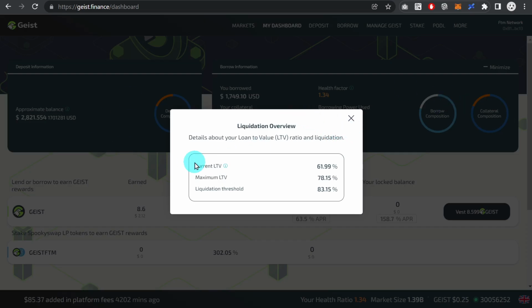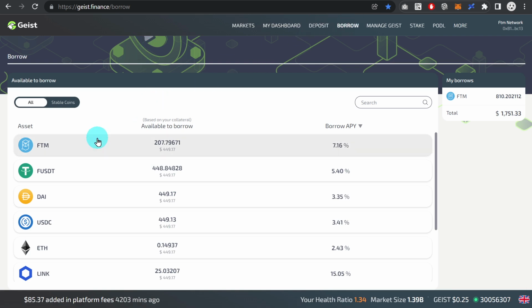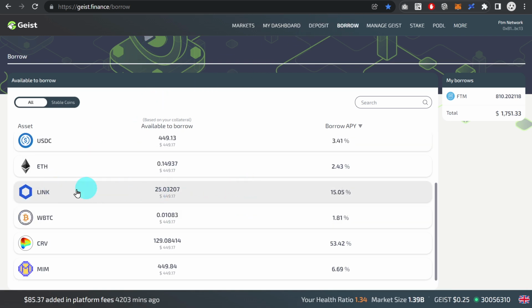So in this specific case here, we've got a loan to value ratio of 62%, and I can borrow up to 78.15% against my collateral. You don't want to go too high on this, right? Because once prices move against you, you might get liquidated, and that can cost 10% in penalty fees. So what you then do is you borrow. So you click on borrow and you select link in our case.